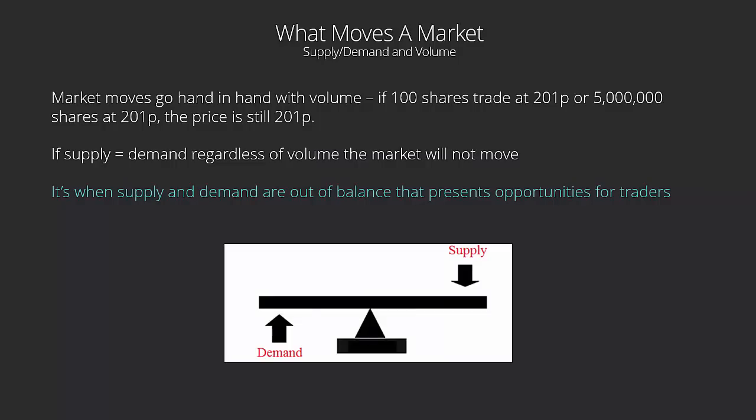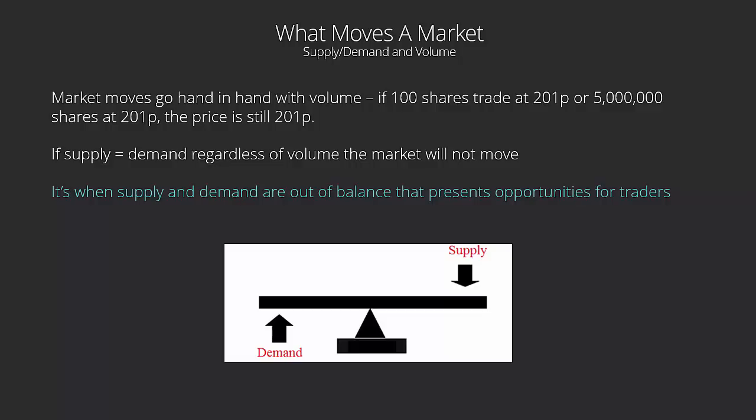Market moves go hand in hand with volume. This is something that is very important as well. And as spread bettors, sometimes we forget this because we don't get volume from spread betting, because it's an artificial synthetic representation of the real market. But whether 100 shares traded at, say, 201p or 5 million shares traded at 201p, it doesn't matter. The price is still 201p, or whatever market we're looking at, $50 a barrel, whatever. It does not matter. Volume is irrelevant in terms of determining price.